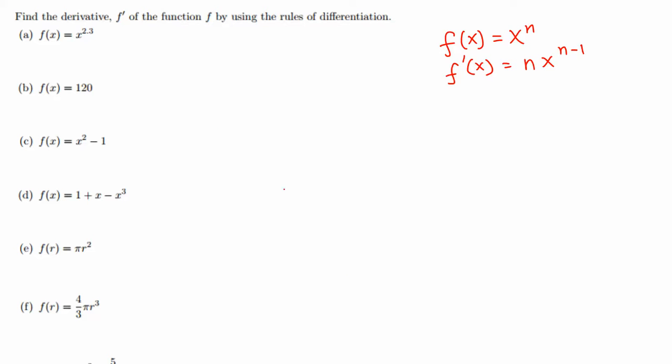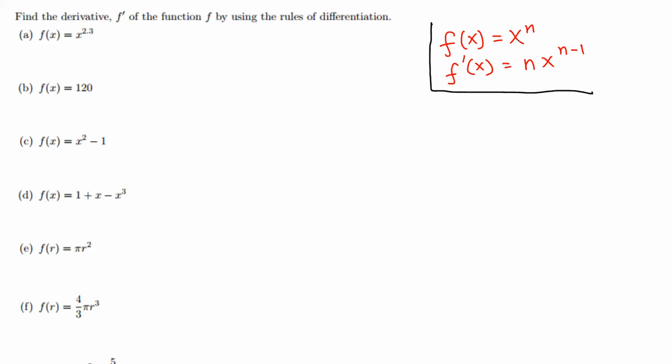Find the derivative f prime of the function f given below using the rules of differentiation. In part A, the function is x raised to 2.3. It's like x^n.